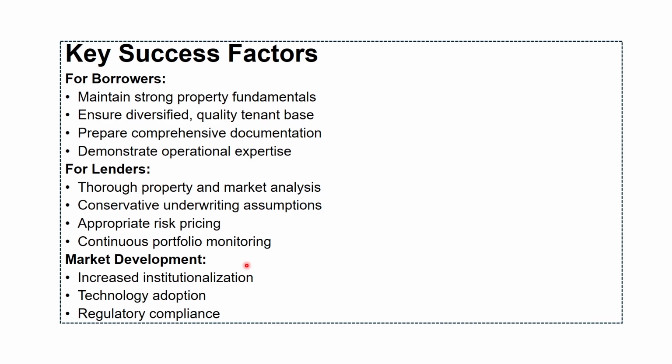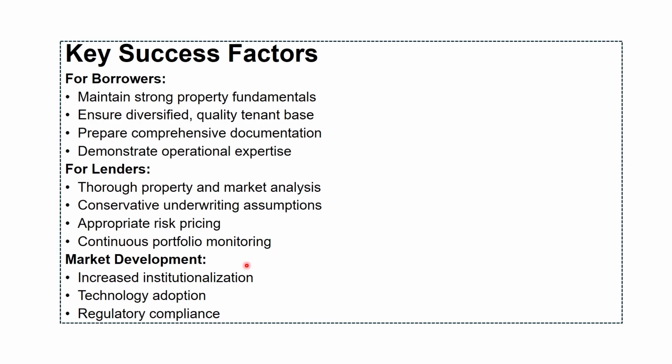Then for lenders, through property and market analysis, they should be able to gauge the functions, the businesses of the borrowers properly, and then conservative underwriting assumptions have to be made. If there has to be a mistake, it has to be on the positive side that we have discussed earlier, and then appropriate risk pricing, continuous portfolio monitoring. These are two other steps which banks or lending authorities should definitely look into.